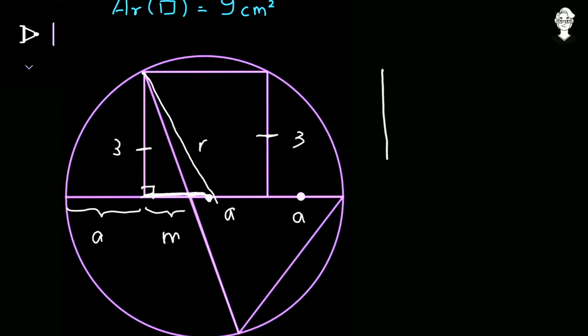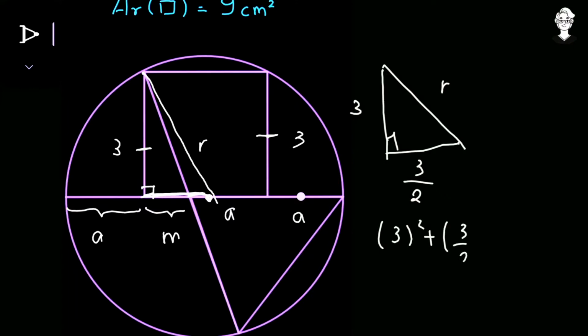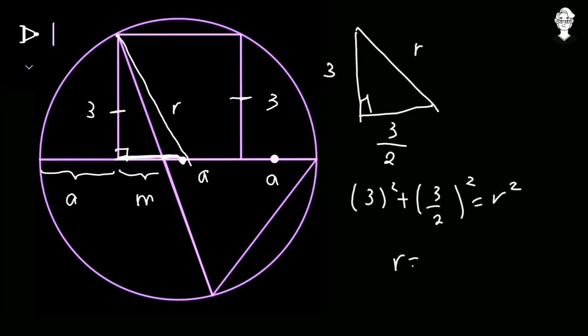So what we currently have is a nice right angle triangle. The side is 3, the base is 3 by 2, and the hypotenuse is r. So we can use the Pythagoras theorem. 3 square plus 3 by 2 the whole square gives me r square. From here, very easily, we get that r equals 3 times square root of 5 upon 2. There aren't any messy calculations.